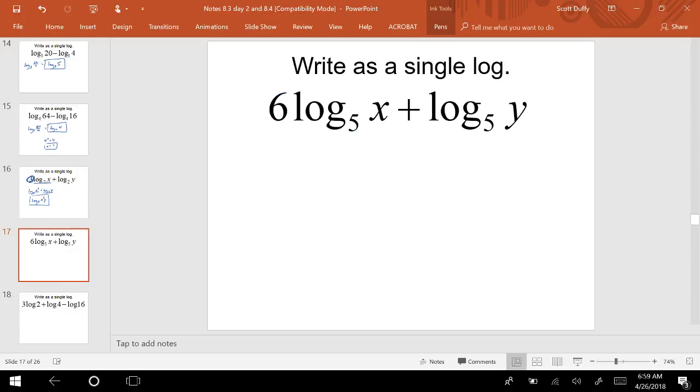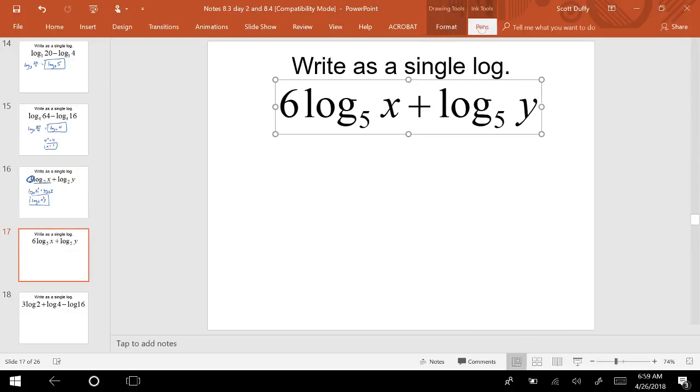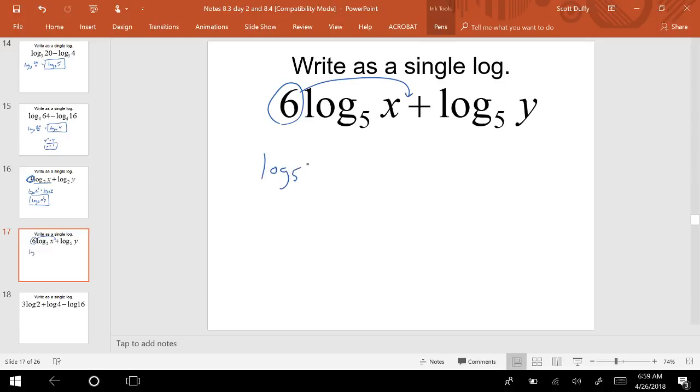Same thing here. You see that you have a multiplier out in front. This was originally an exponent. So you say, alright, I have log base 5 of x to the 6th plus log base 5 of y. Same log base 5, x to the 6th, and y, and there's addition, so you're going to multiply. Log base 5 of x to the 6th y.